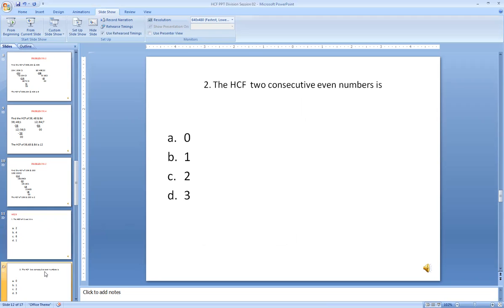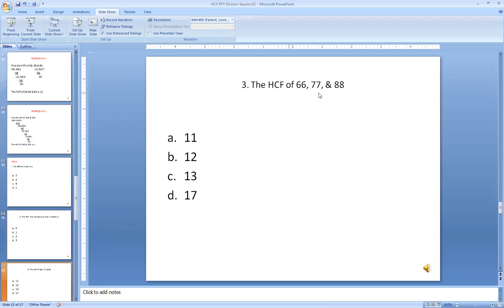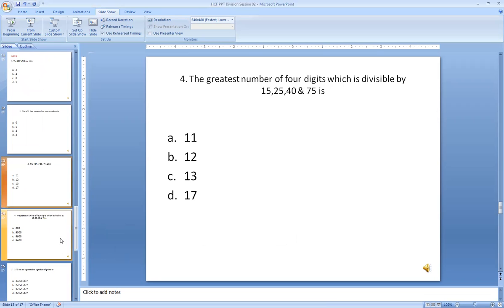And the next is the third question, the HCF of 66, 77, and 88. We should see what the HCF of these three numbers is, and select it. And the fourth one is the greatest number of four digits which is divisible by 15, 25, 40, and 75. We have to verify which number it is by calculating the HCF.